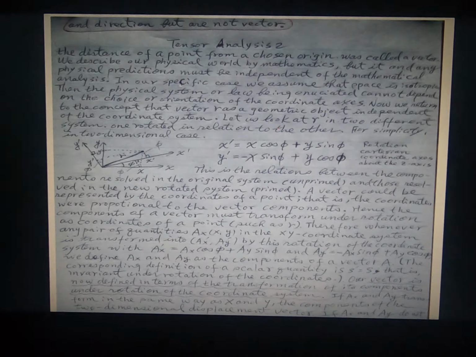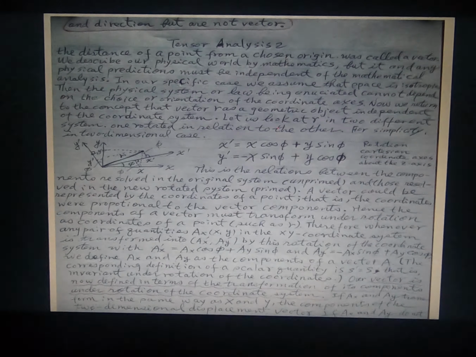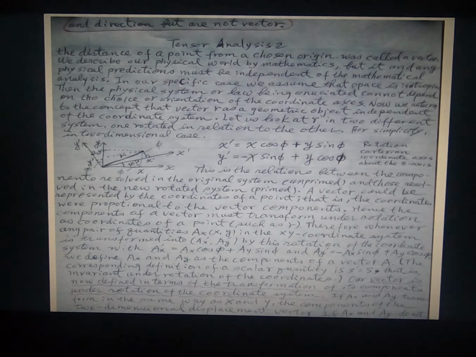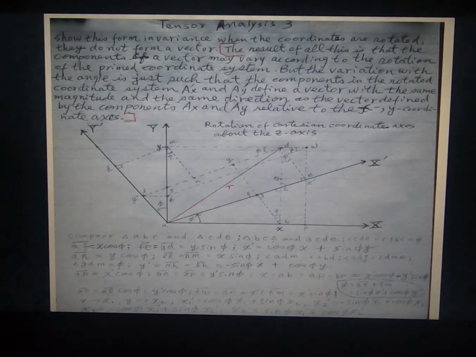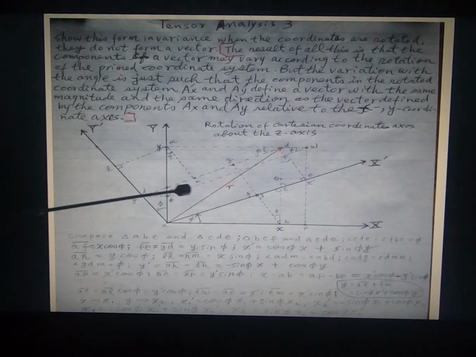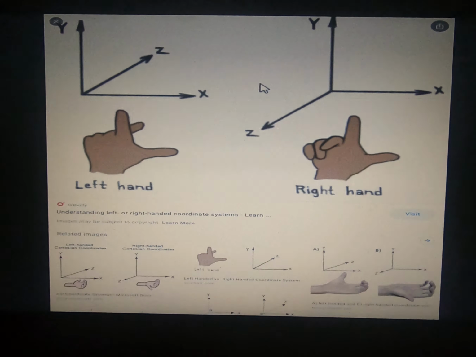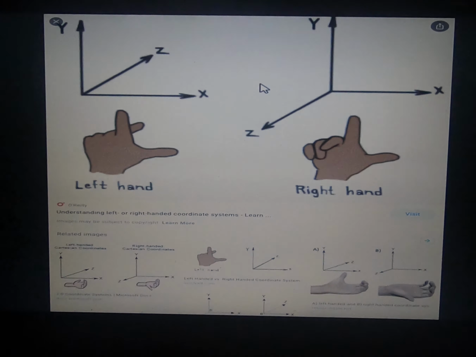These are rotation, so the physical quantity is not going to change if you rotate the frame. So this is a rotation by an angle, and this is the new frame of reference, so x1 prime. And you can see the direction cosine. And these are the right hand, left hand rule.